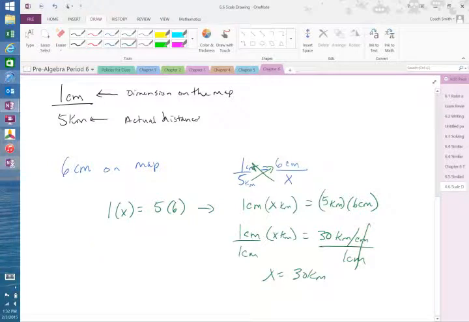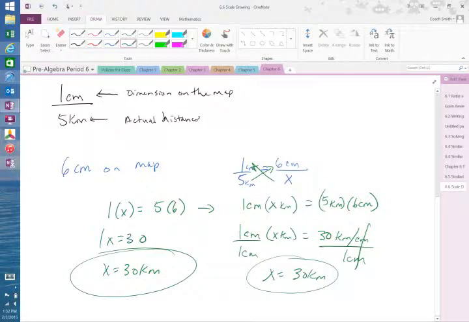Now, I do all that just to solve it. If they're wanting the actual distance, it's in kilometers. If they're wanting the scale distance, then it's in centimeters. And that would just be x is equal to 30 kilometers. That's why it's kilometers; that's how the labels cancel themselves out. Okay, and so that's your answer on that. Fairly simplistic problem. We're going from the scale to the actual, from the drawing to the actual.